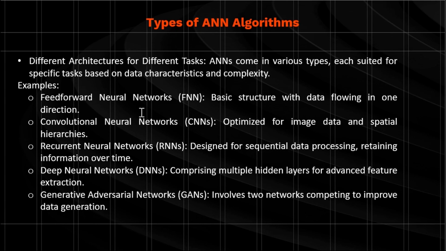And lastly, we have generative adversarial networks, or GANs. They are made up of two competing networks. One generates data, whereas the other evaluates it. This unique setup is used for creating realistic images, videos, and even virtual environments. So, these types of ANNs have specific roles depending on the problem we are trying to solve.